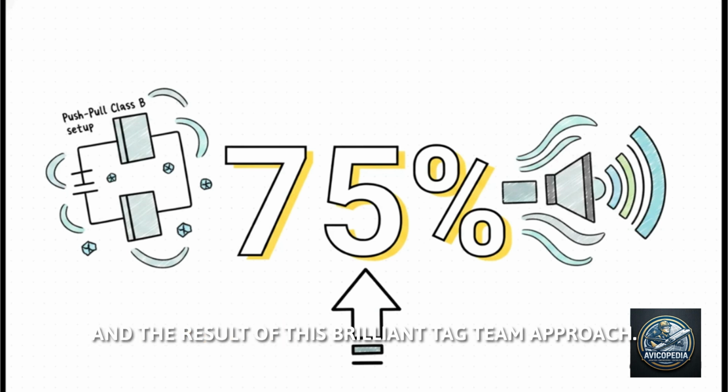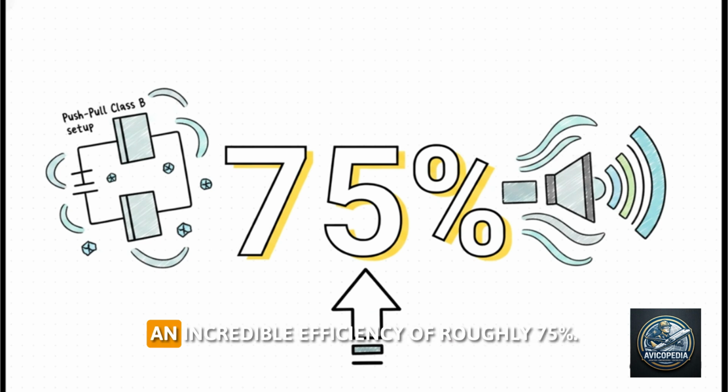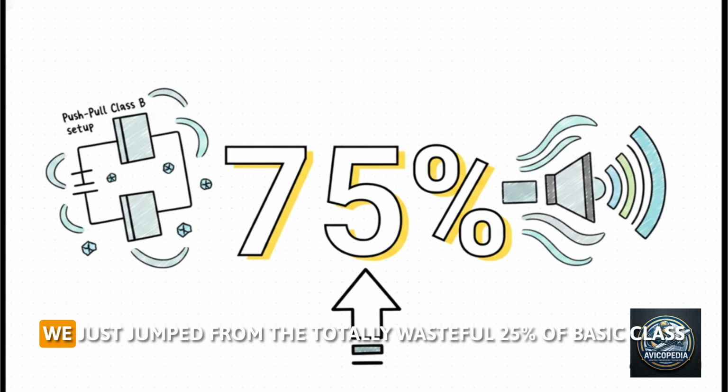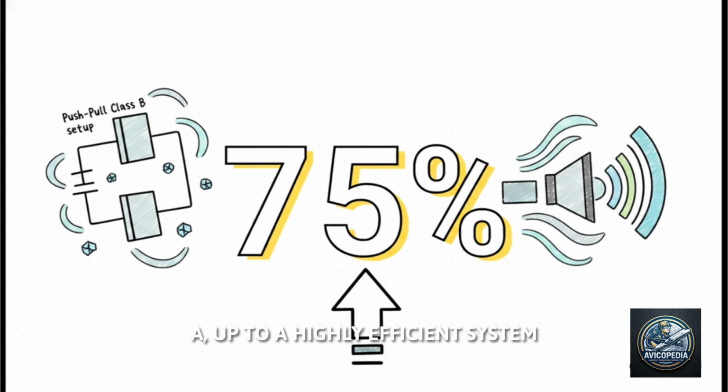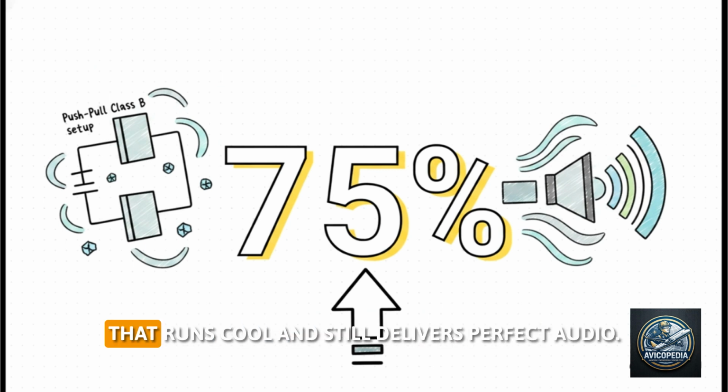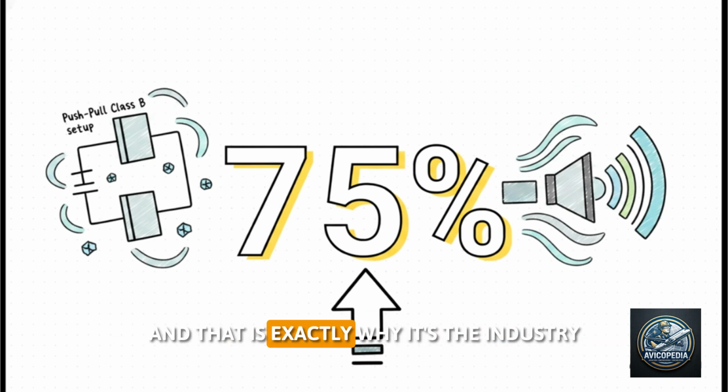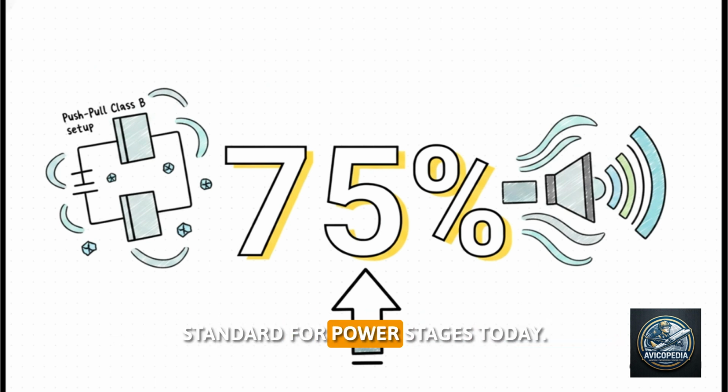And the result of this brilliant tag team approach? The push-pull Class B setup hits an incredible efficiency of roughly 75%. We just jumped from the totally wasteful 25% of basic Class A up to a highly efficient system that runs cool and still delivers perfect audio. And that is exactly why it's the industry standard for power stages today.